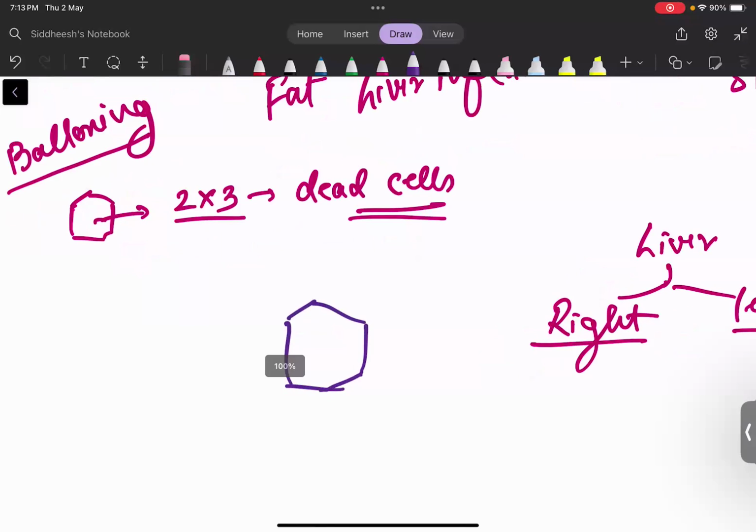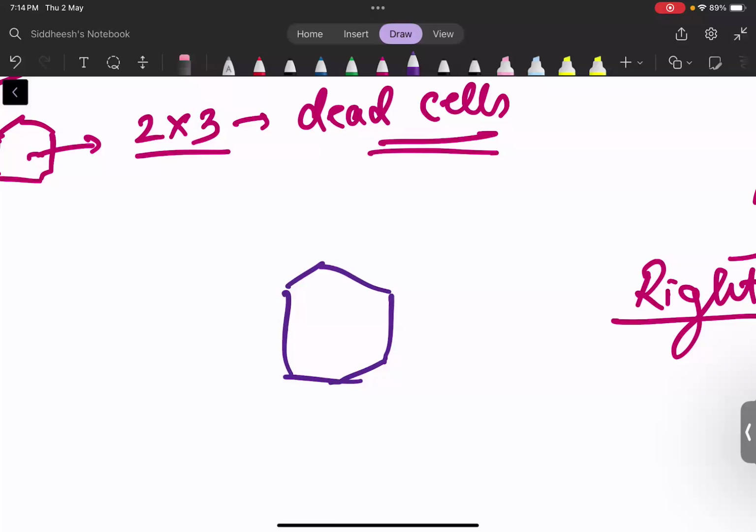And if I zoom in with the help of a microscope, I am able to see the hepatocytes and the sinusoids. So it appears like this, and we are having multiple hepatocytes and the sinusoid cavity. Now, these black dots that I am drawing are the hepatocytes, the basic unit of the liver.